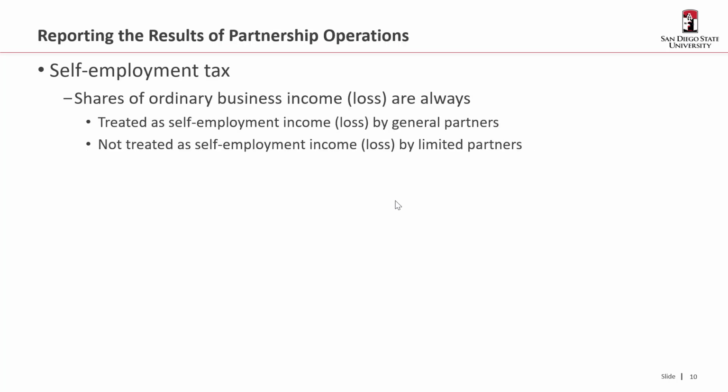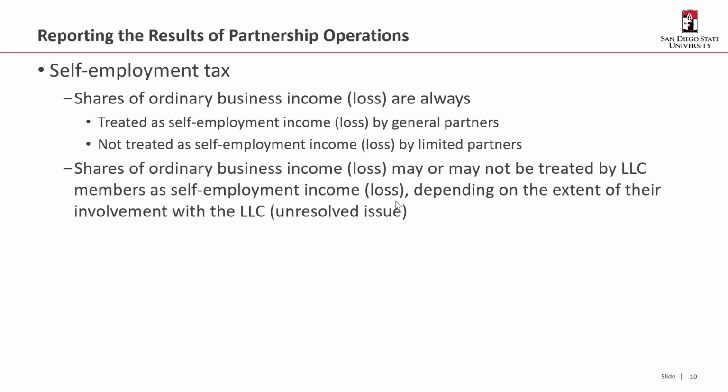Now, self-employment tax, when it relates to partnership operations: for the most part, all ordinary business income from a partnership is treated as self-employment income by a general partner. Again, that's the ordinary business income, right? The separately stated items often are not. The treatment of the share of that ordinary income for LLC members is a little bit unclear. The bottom line is even though LLCs have now been around for some time, we have yet to have really clear guidance from the IRS on when an LLC member has self-employment income versus non-self-employment income.